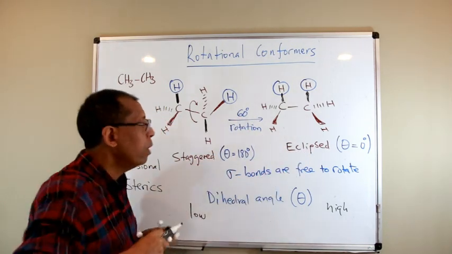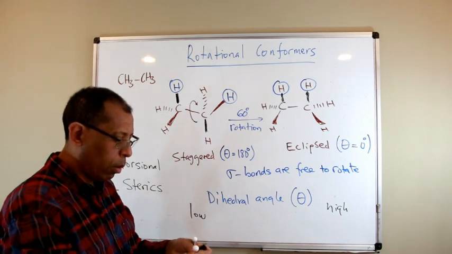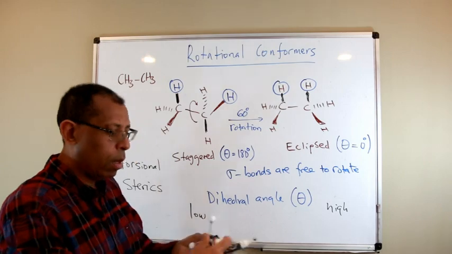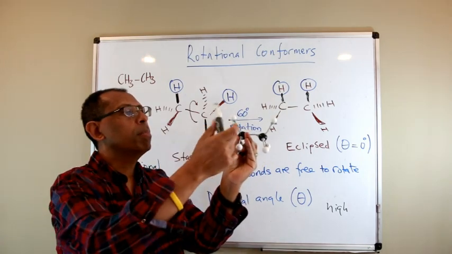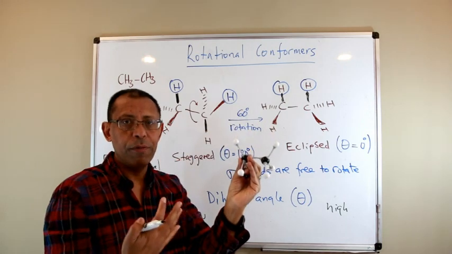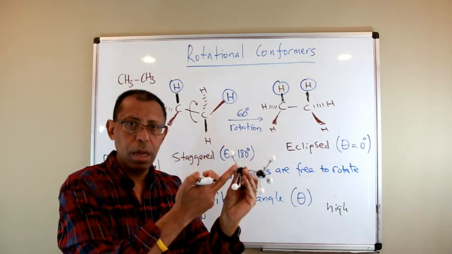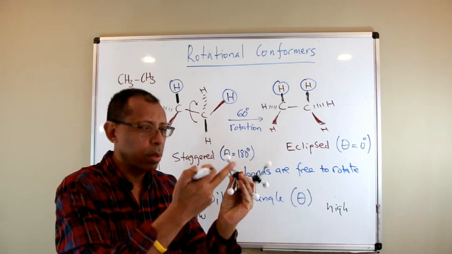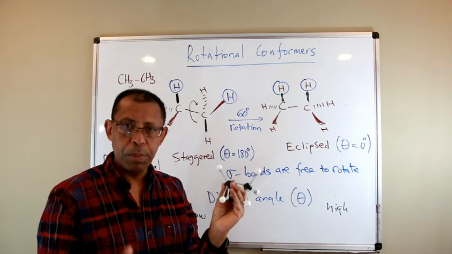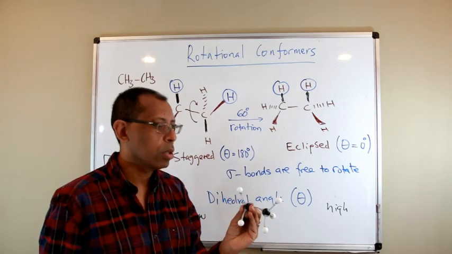But when you have the all eclipsed form, like this, this bond is interacting with this bond. That's not favorable because these are electron density. As you know, they are sharing 2 electrons. There are 2 electrons here. So it is always repulsive because they are of the same charge.